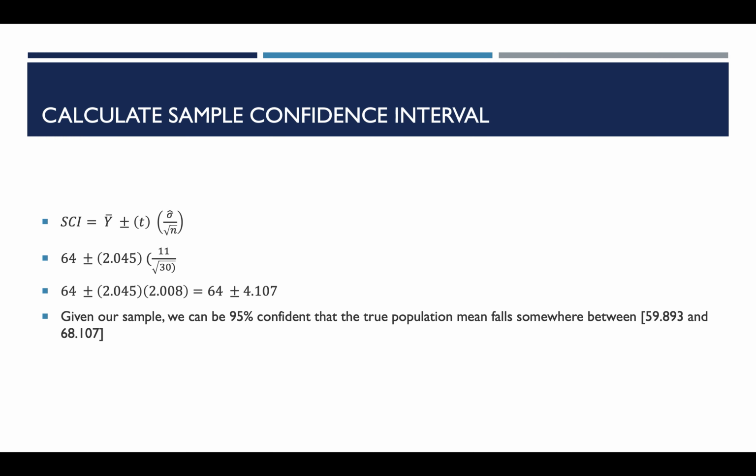And we can say that given our sample, we can be 95% confident that the true population mean falls somewhere between about 59.89 and 68.11.